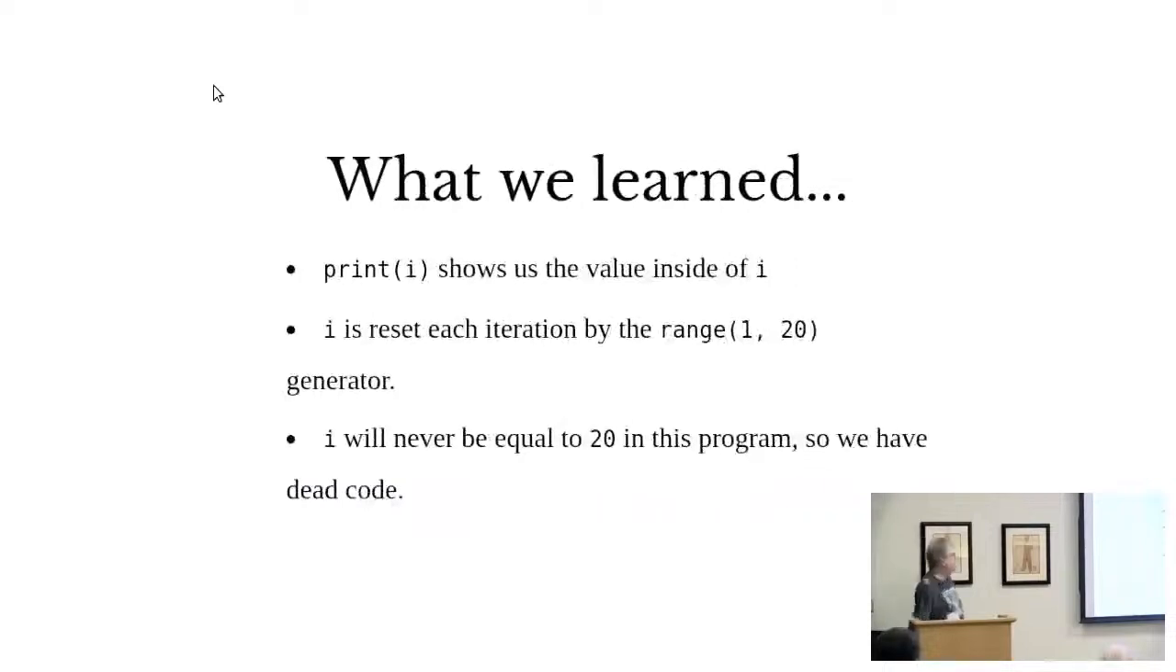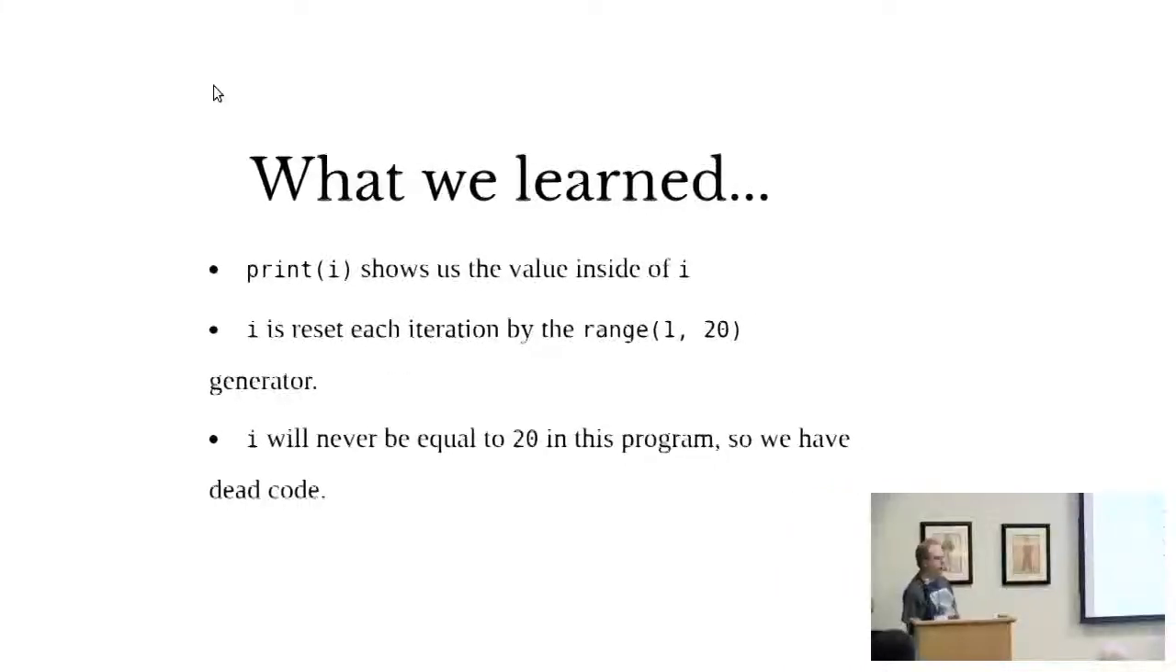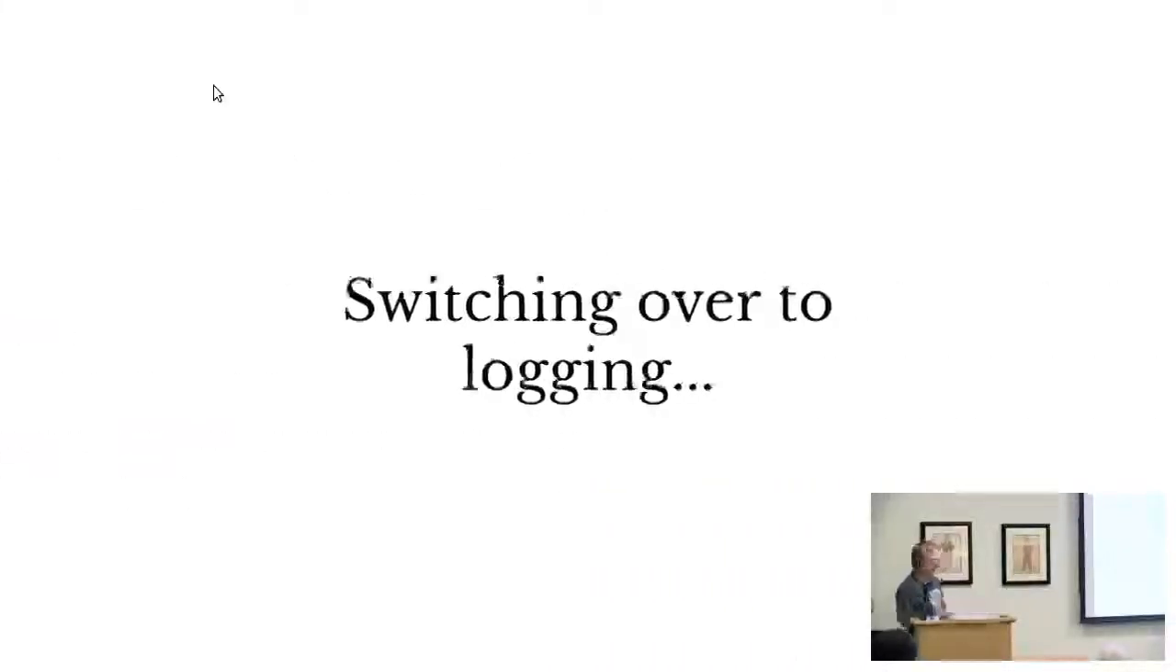So we learned a few things. Number one, print, and you have to have the parentheses around it because it's Python 3, will show the value of i. i is reset each time that it iterates through. So it's not actually changing the value of i, it's being reset each time that the range is generated. So it will never equal 20. We have dead code in there. So we figured that out by just doing a quick print statement.